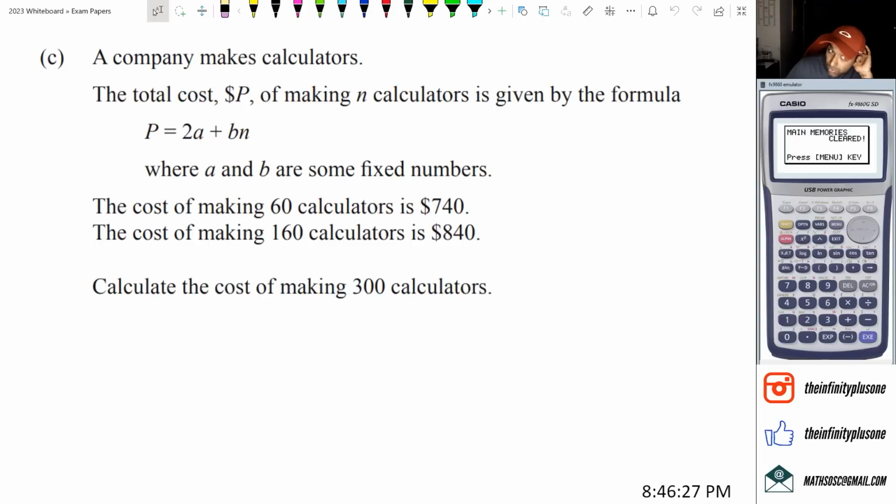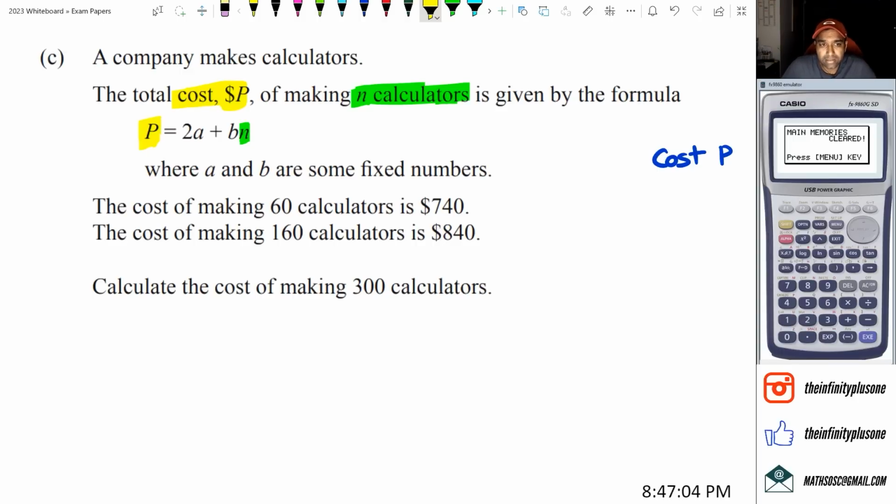All right, so what I'm going to do is, we've got this P. This P is the cost. So let's put that together. So the cost is P. I'm going to create a little table here. I'm going to put cost, which is actually P dollars, right? That's what cost is. Now it also says that P is equal to 2A plus BN. N is the number of calculators, and the yellow is the P.